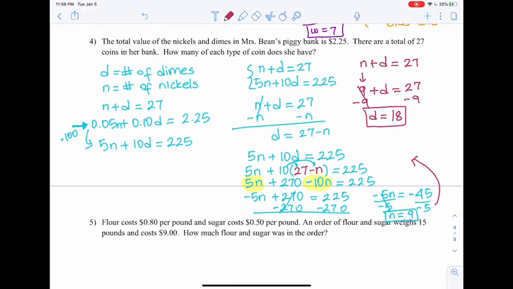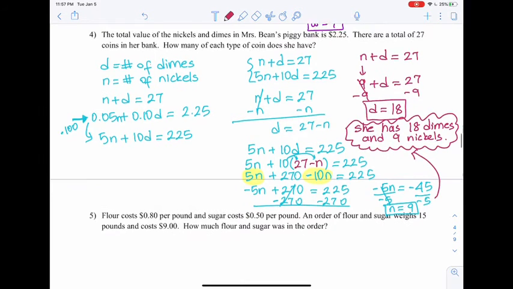Okay, we're pretty much done. Let's write our complete sentence. We'll say she has 18 dimes and 9 nickels. Okay, that is our final answer in a complete sentence form. We're done. Next question.